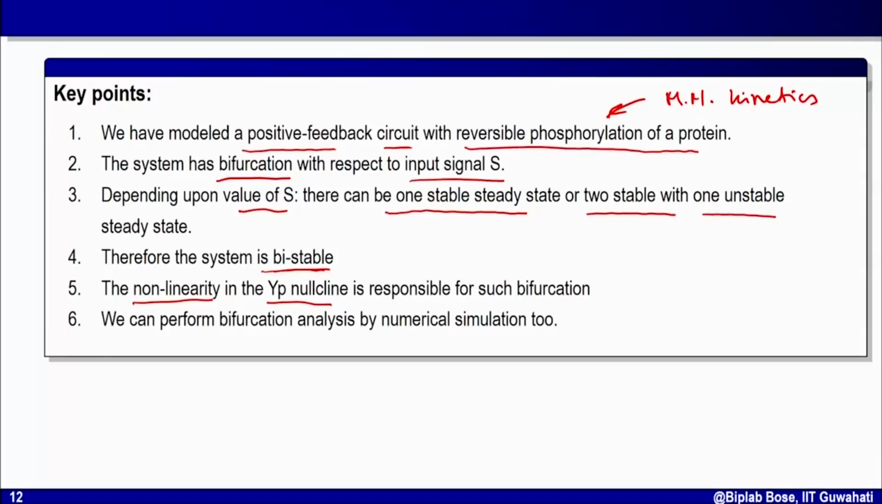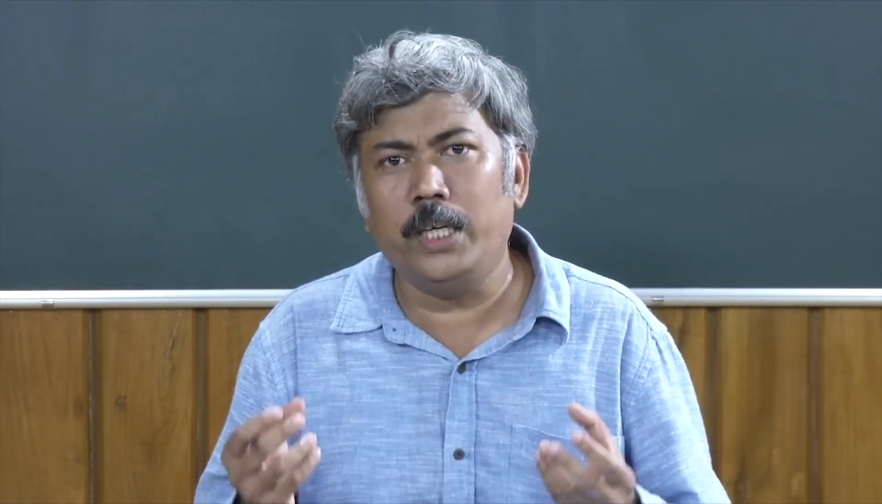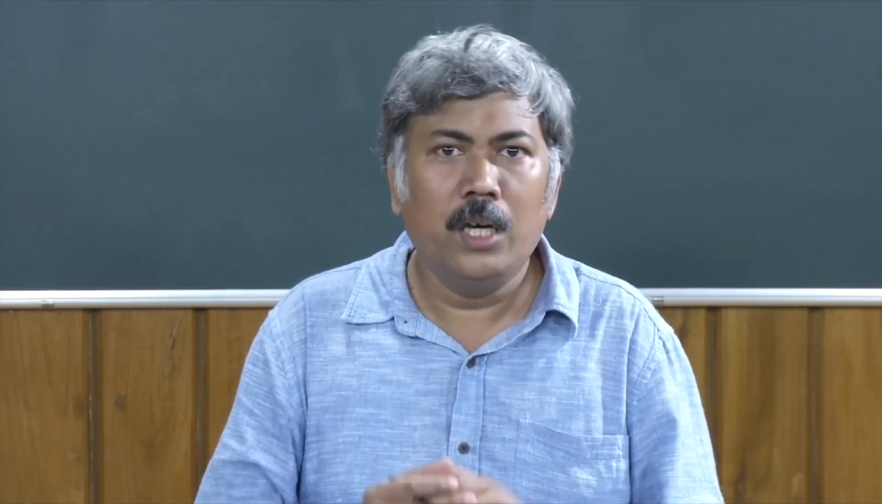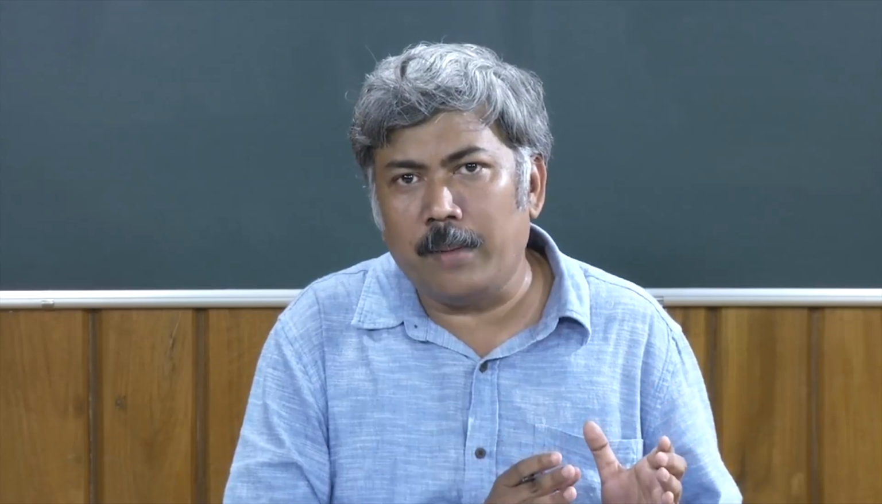And the last point I have discussed is that you can actually do bifurcation analysis by simple numerical simulation, the way I have shown you. What do you have to do? You have to change the parameter. In this case, the parameter is S, the input signal. I am changing the value from 1 to 10 for S, and I am simulating for different initial conditions, and then I am getting the steady state value from my simulation. And I am plotting S versus the steady state value of YP. That gives me a partial bifurcation plot which tells me the system is monostable for some values of S and is bistable for some values of S.